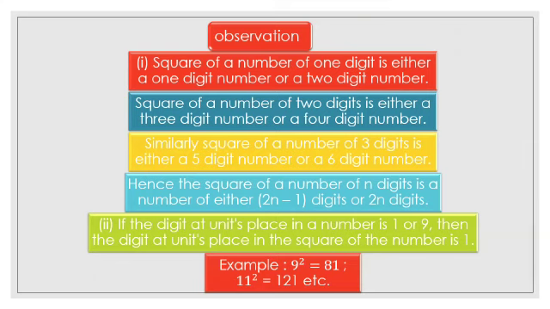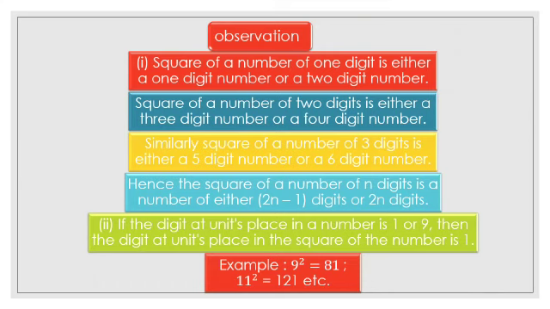If the digit at the units place in a number is 1 or 9, then the digit at the units place in the square of the number is 1. Example, 9 squared. What is the value of 9 squared? 9 squared is equal to 81. 9 into 9 equals 81.